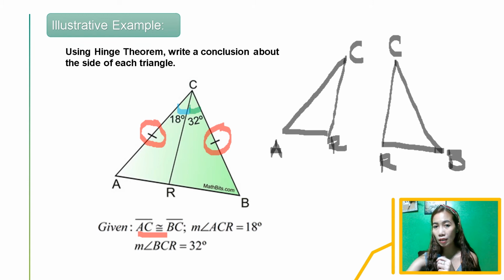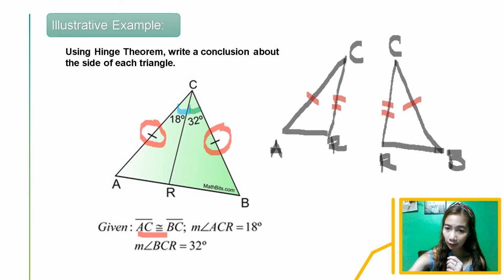As you can see here, we said earlier that side AC is congruent to side BC. What is the other congruent side? Obviously, that is side CR, the one in the middle. Since it is a common side, it means they are equal. So what do we need to look at? And that is the included angle.